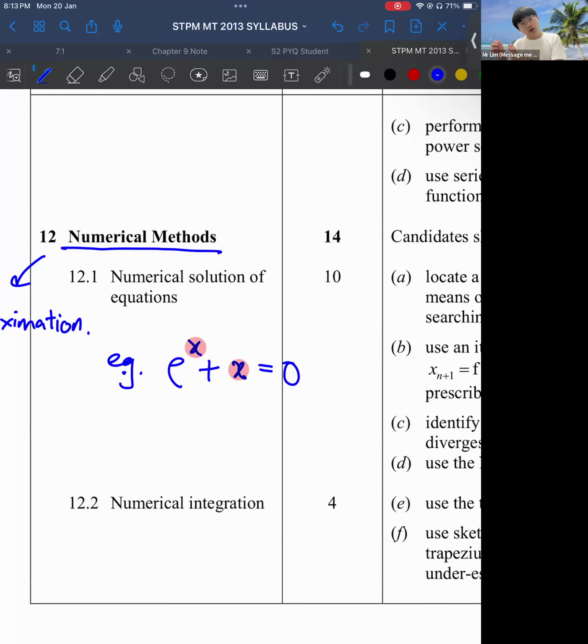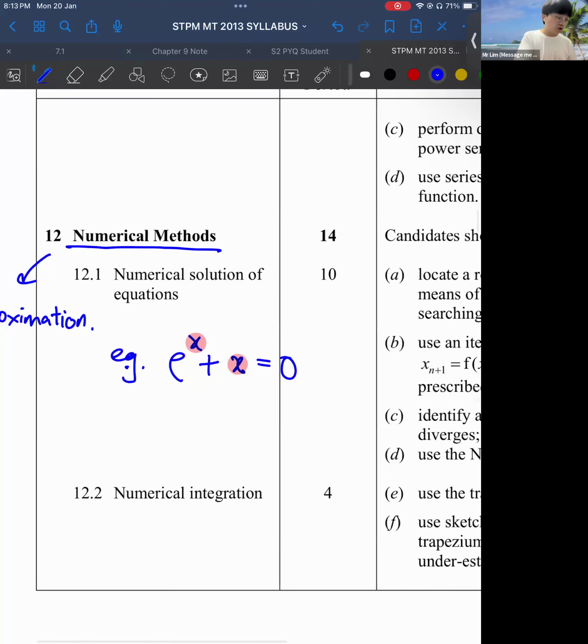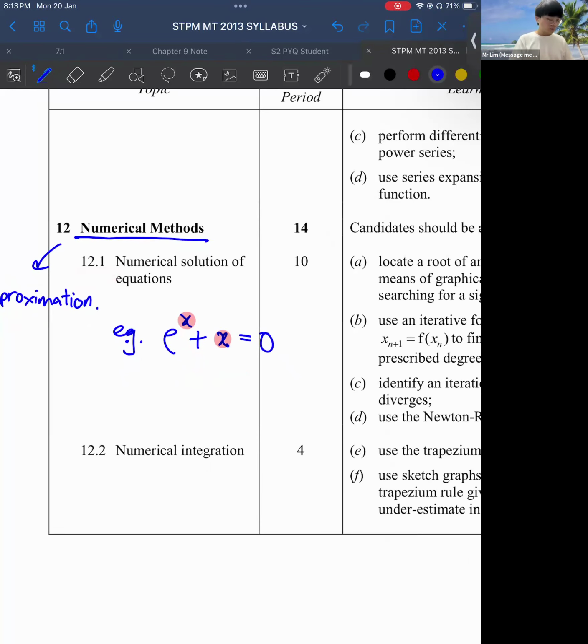So this one will be very, very close to the real life application. In real life, we have many equations like this. You cannot find the solution, so you can only find the numerical solution. You have to approximate the solution, find a value that is very, very close to the exact value. So in 12.1, we find this.